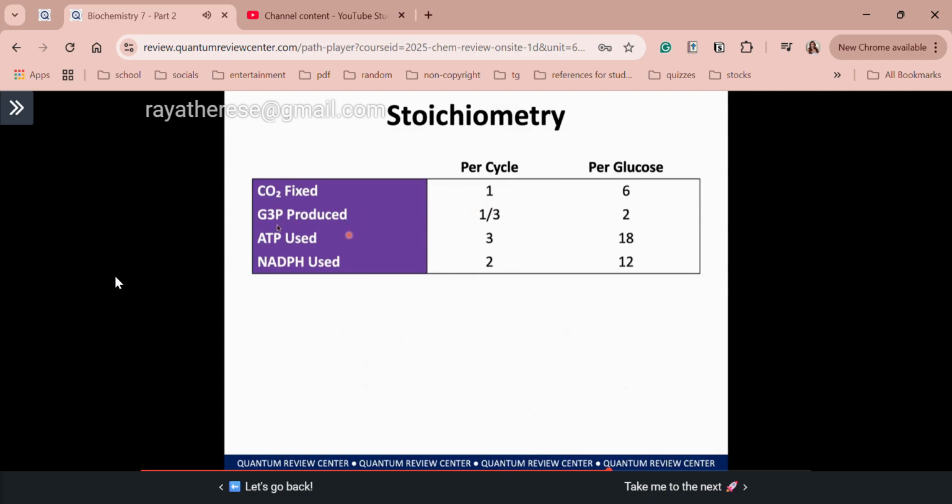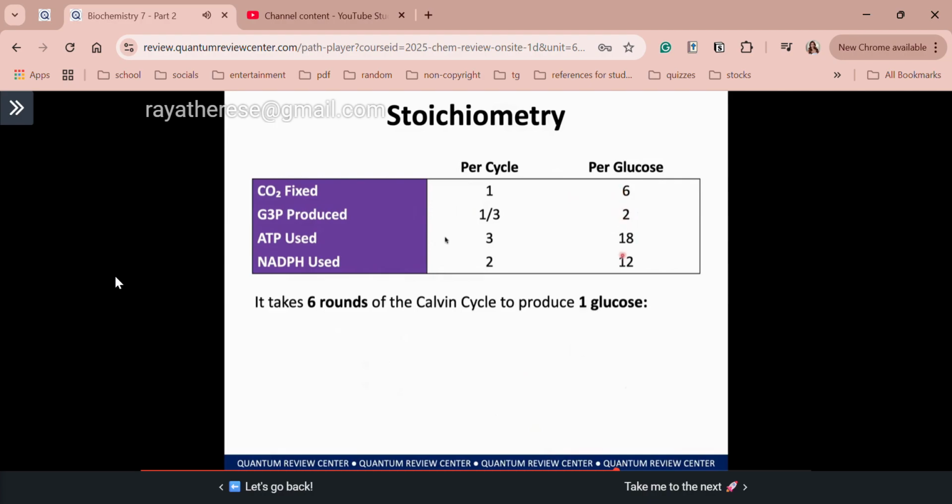And lastly, for each cycle, we use 3 ATP coming from your second and third reaction and NADPH coming from your second reaction. Okay? So per glucose, we only need to multiply each molecule here by 6. So here, 1 times 6, we need to fix 6 carbon dioxide. So sir, we need 6 rounds of the Calvin cycle to produce 1 glucose. Yes. So again, for your glucose molecule to be produced, you need 6 carbon dioxide. You will produce 2 G3P that will be condensed into glucose. Remember, 3 carbon sugar is G3P, while 6 carbon sugar is glucose.